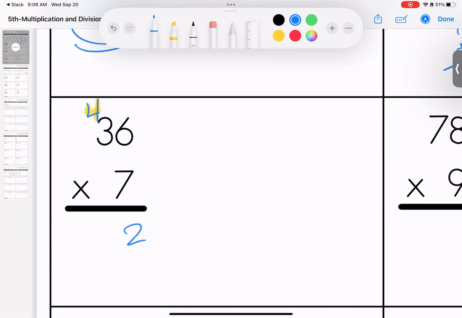Down here, back to traditional, 7 times 6 is 42. 7 times 3 is 21. 21 add 4 is 25. 252.